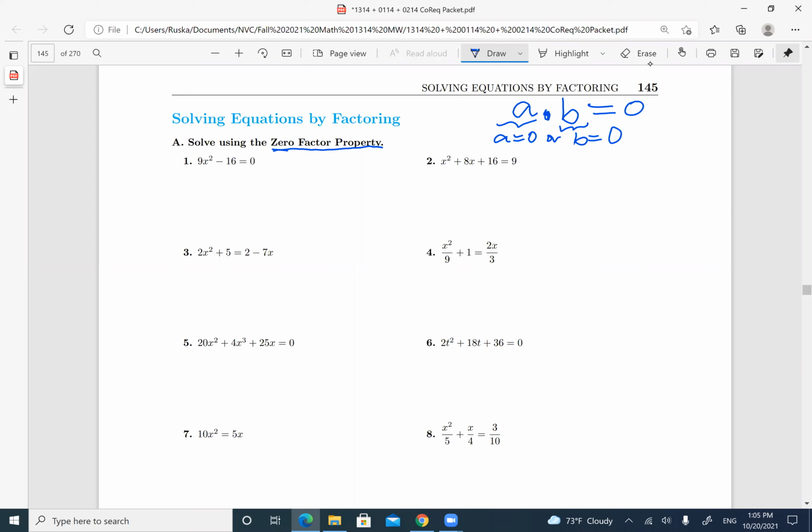So when you solve by factoring, you're going to factor completely, and then you're going to set each of the factors equal to 0. So let's start with number 1.